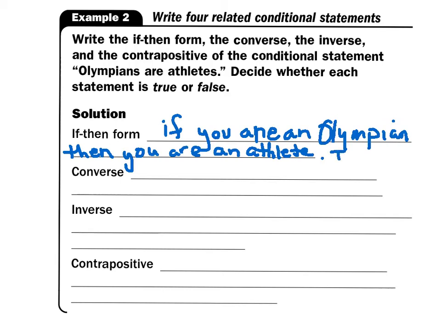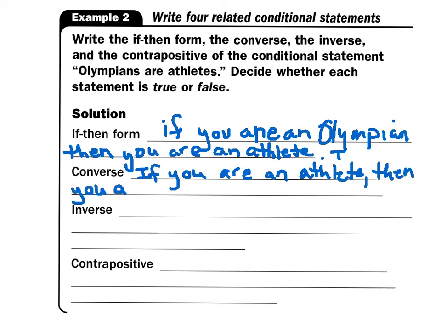Okay, converse. Or backwards. So if you are an athlete, then you are an Olympian. True or false? Well, we have a lot of athletes in school, but we don't have any Olympians. So this statement is false because I can provide a counterexample.